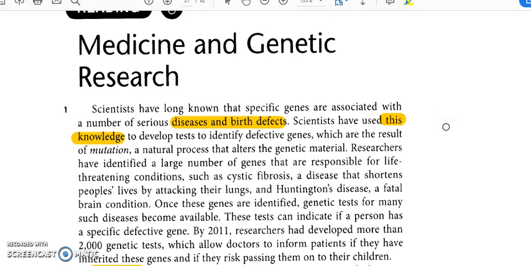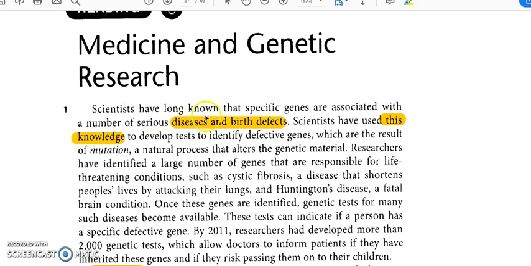Everyone, this week you read the article Medicine and Genetic Research. We're going to look at how connectors can help us see the organization of information in the text and find the main ideas. So if we look at the first paragraph and read the first two sentences, it helps us get an idea of what the text is going to be about.